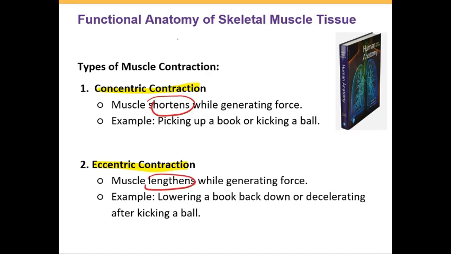The best example for concentric contraction is when you're picking up a book or kicking a ball. But when you are going to lower something down, that is the example of the eccentric contraction. The mechanism for concentric contraction is less understood. In this video, I explain how concentric contraction works, which is called the sliding filament mechanism.